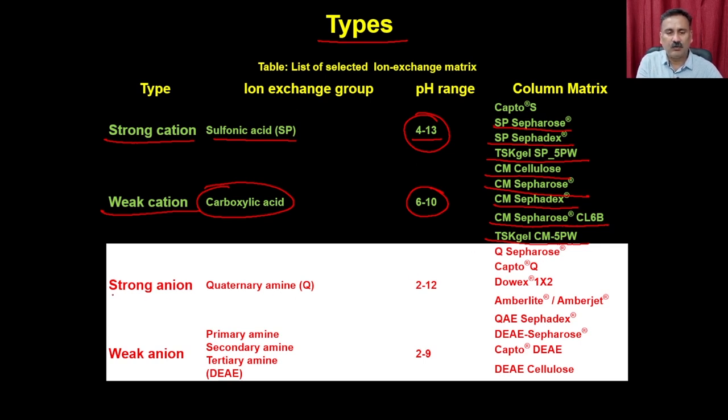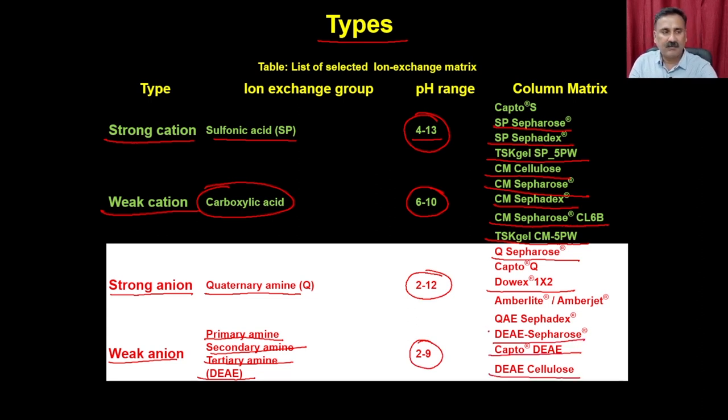Apart from that, you can also have the strong anion or the weak anion. For the strong anion, you can have the quaternary amine, which can be used in a range of 2 to 12. The examples are Q-Sepharose, DEAE, and so on. Then we can have the weak anion. In the weak anion, you are going to have primary amines, secondary amines, and tertiary amines, such as DEAE. The range in which you use this is 2 to 9. Examples are DEAE Sepharose, Capto, and DEAE cellulose.